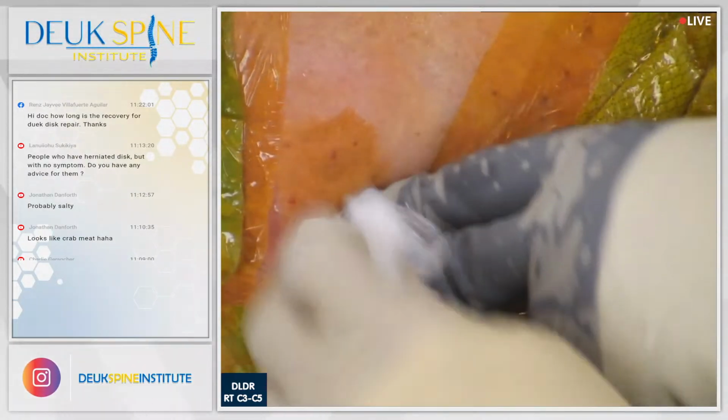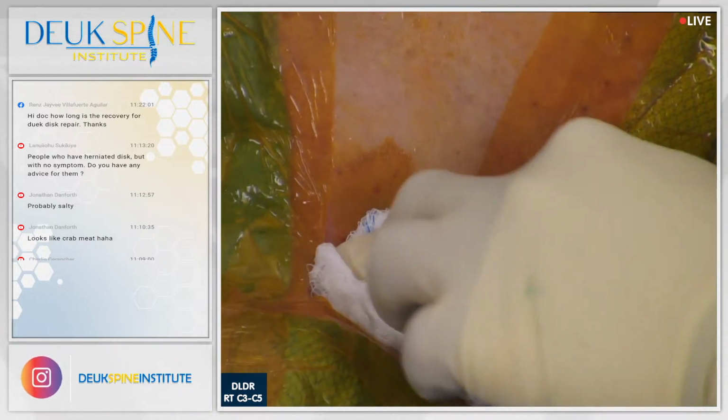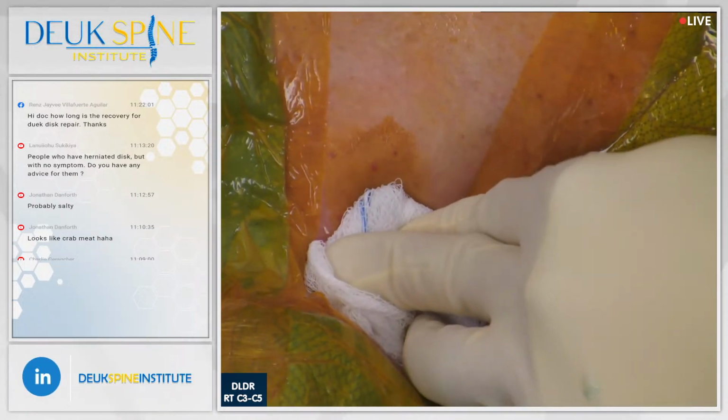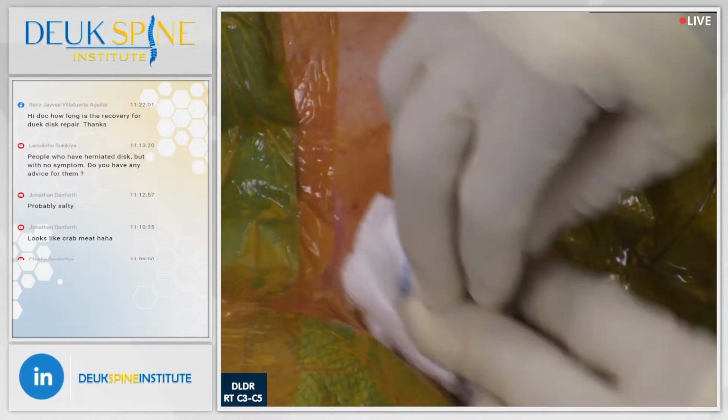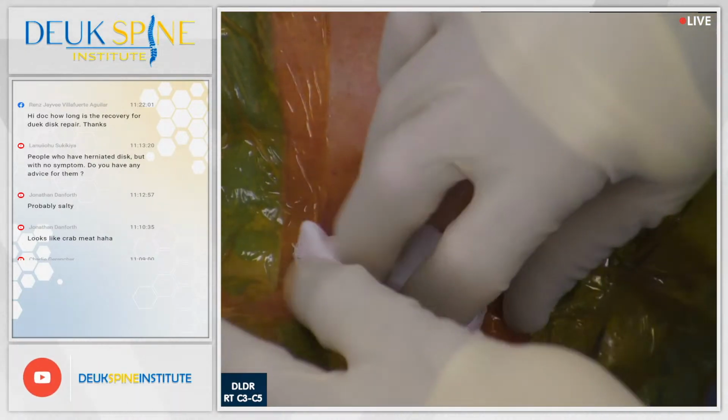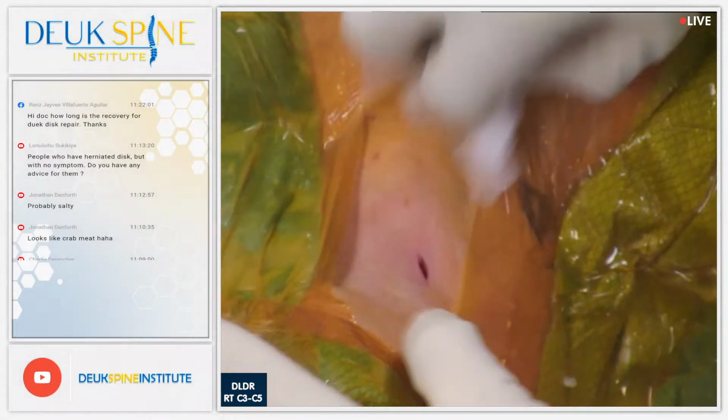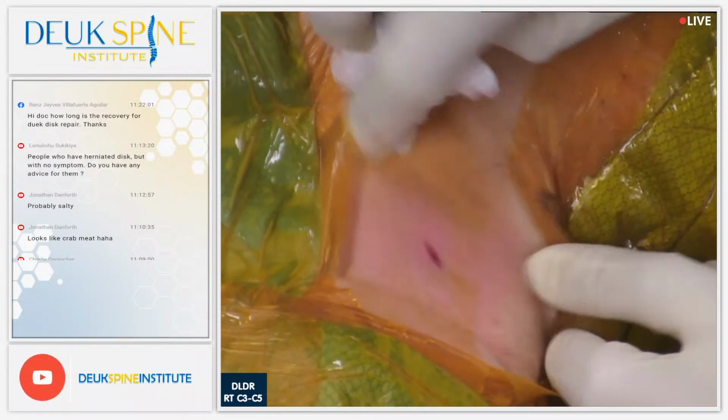Have a wonderful day. Put a little pressure, keep it there for a minute, just in case, and we're done. We'll get on with the next surgery. A 3-level DLDR, cervical next, and then we have a lumbar afterwards. Scope use is a 9.